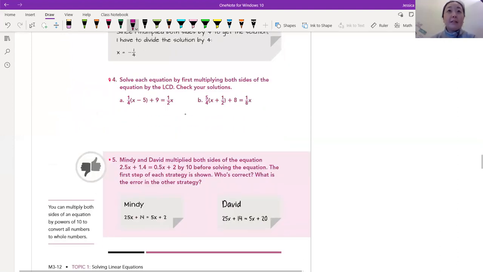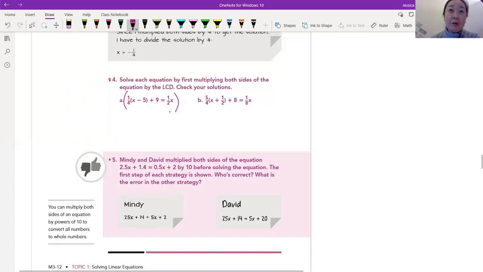Let me do this one. So if you take a look at A, just to make things interesting, let's just try A. And I'm going to tell you how you can, remember what we said, we're going to get rid of these fractions by multiplying by a number.